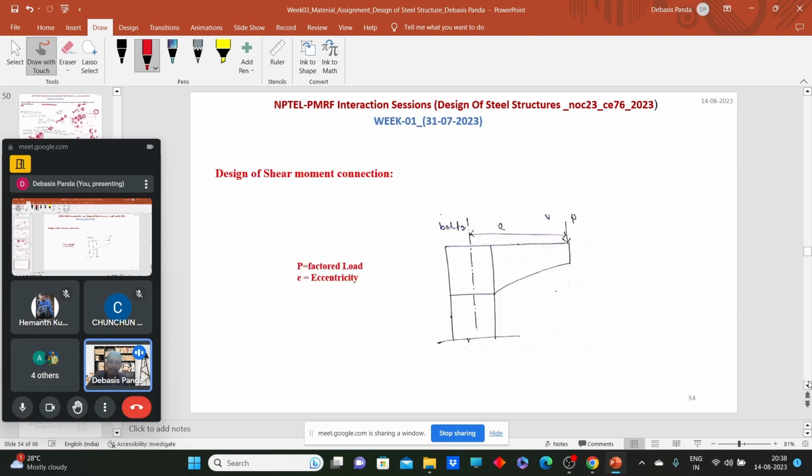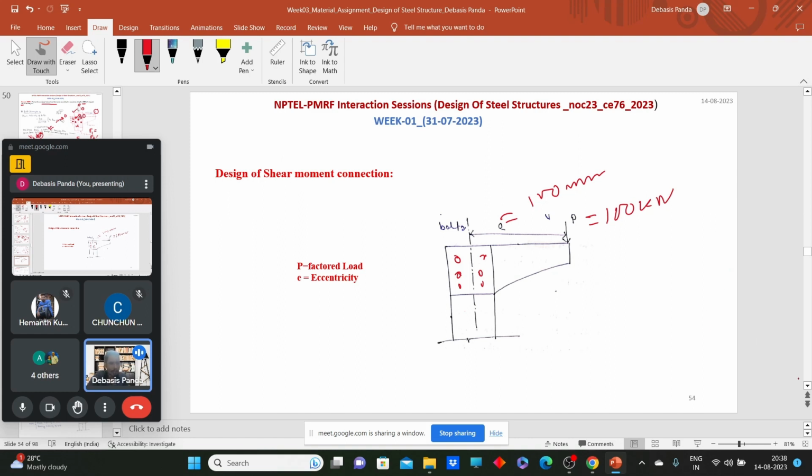Now how can we design this kind of joint? If, for example, the factored load is given, say 100 kilonewton, and we know the eccentricity E, say 100 mm, how do we design it? In the previous example, the bolts were provided, with all the details of how many bolts or groups of bolts. Now if we need to design this kind of connection, what should be our approach, or what should be the design steps?